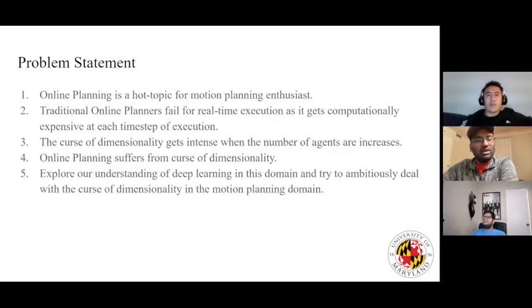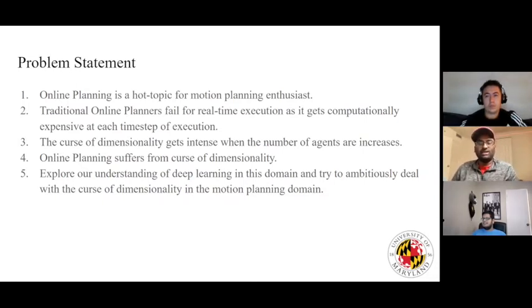Next slide please. The problem which we were working on for the past 1 month is online planning for multi-agent systems. Online planning is a hot topic among motion planning enthusiasts for the past 10 to 15 years. Traditional online planners include solving the problem by replanning the system whenever the robot is faced by an obstacle or is about to crash with an obstacle. So this process is very computationally expensive as the robot needs to replan for every obstacle it has faced. And this problem only gets worse once you consider the curse of dimensionality for multi-agent systems.